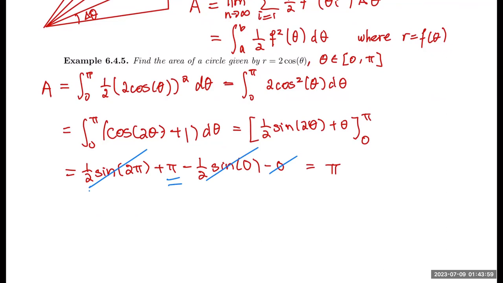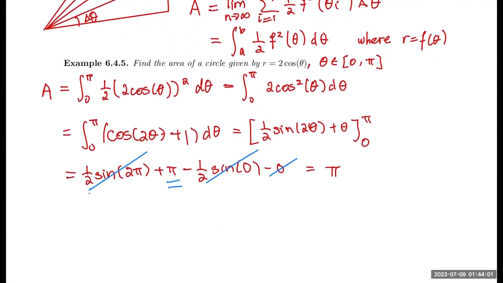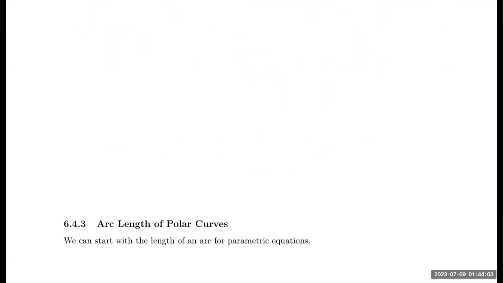All right, so let's have a look at the next one. Find the area of the region that lies inside the circle r is equal to 3 sine theta, and outside the cardioid r is equal to 1 plus sine theta.